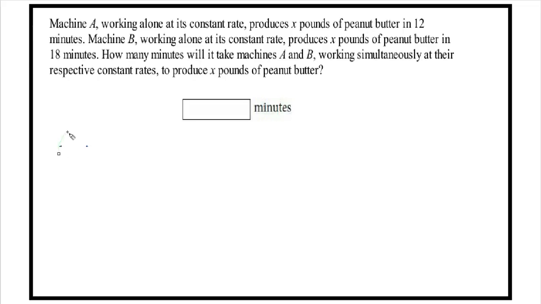So let's proceed. I will write the constant rate of machine A, which produces X. The rate is always something per time, so it produces X, and the time is 12. For machine B, it has a similar rate, also for the amount of X, and it takes 18 minutes.